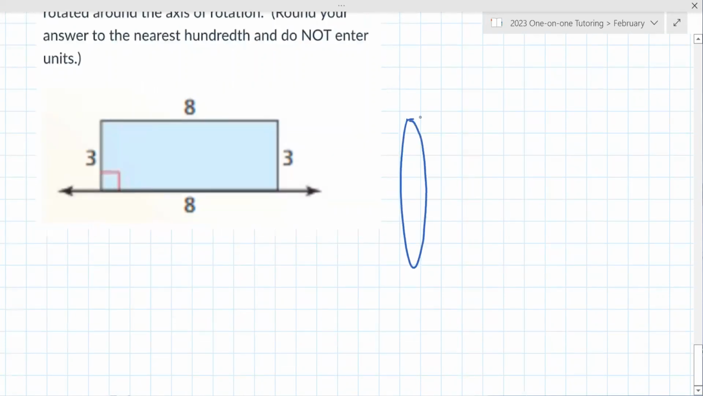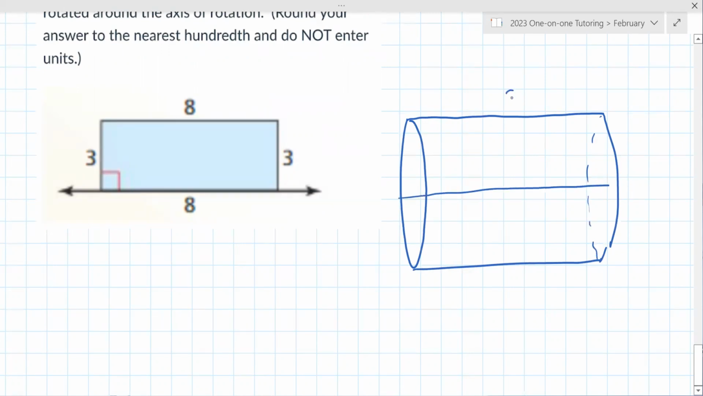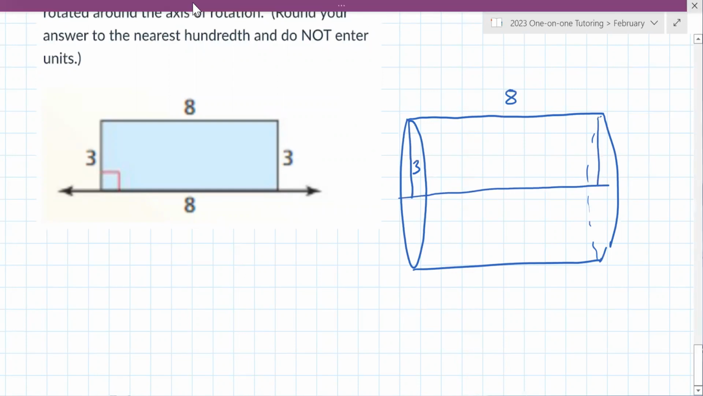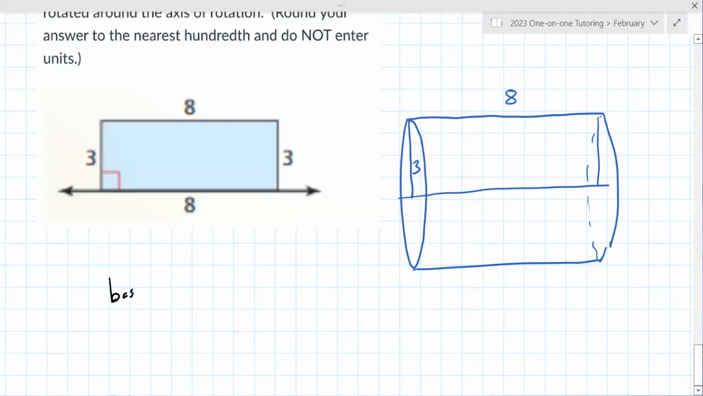So it would look like this. Let me try and draw it so you can see it. So this is the 8. The radius is 3. And so the base is the circle. Okay, so I'd have to find the area of the circle first. That's all it wants. It just wants the area of the circle. That's it? Yeah. Why is the 8 there then? It's just sometimes additional information. It's just there to sort of distract you.